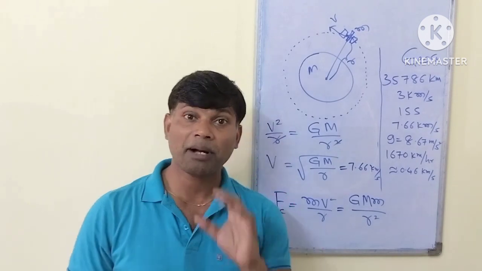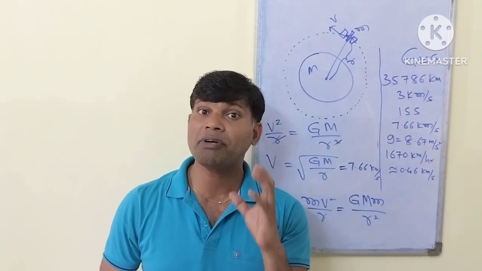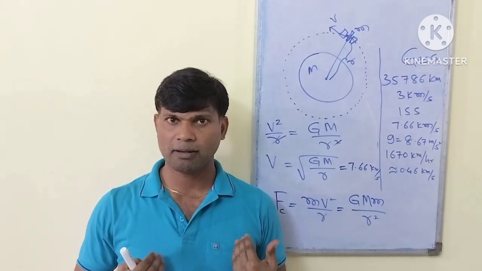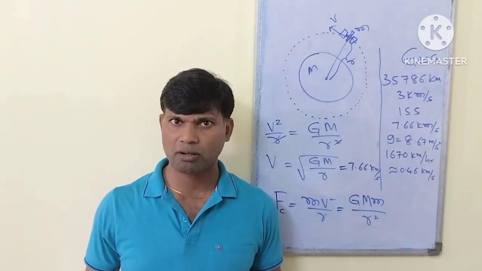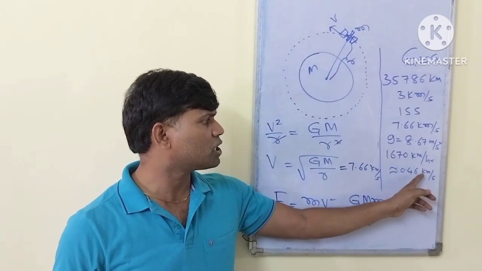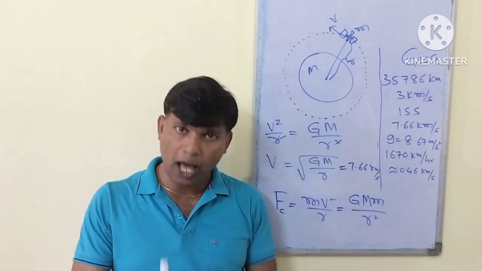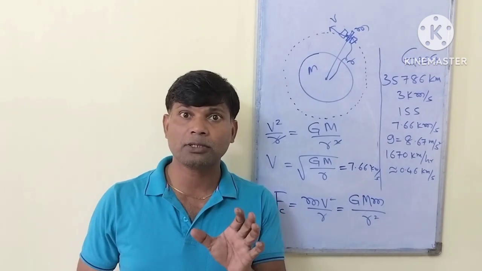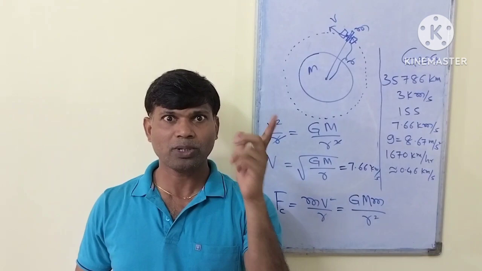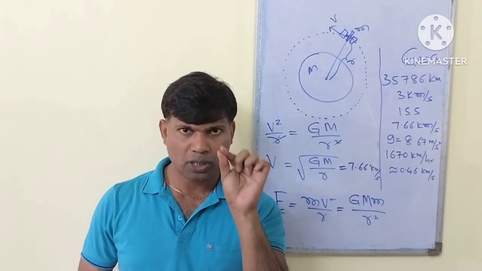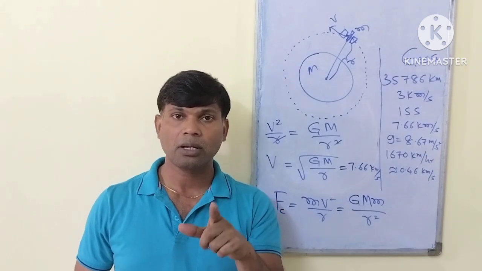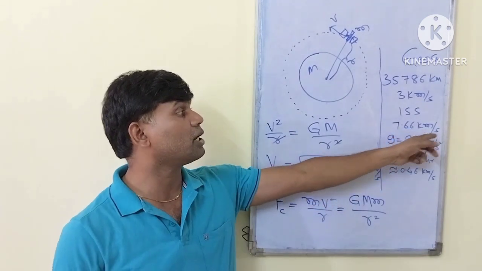Why am I telling this? I am comparing the speed of the International Space Station with respect to our speed on the surface of the Earth near the equator. It is very less. We are just 0.46 km per second. Presently Sunita Williams, International Space Station, is rotating around the Earth with 7.66 kilometer per second.